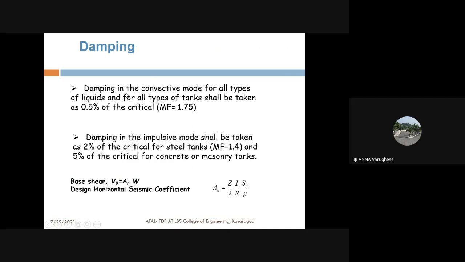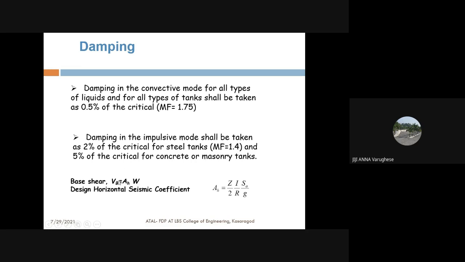As per the code, we can assume a damping ratio of 0.5% for the convective mode. If it is a reinforced concrete or a masonry tank, the damping coefficient can be 5%, and for a steel tank, the damping is 2%. The spectrum which we had seen earlier is plotted for a damping of 5%. So if we want to apply it for a different damping value, we have to apply a multiplication factor of 1.4 for the impulsive mode and 1.75 for the convective mode.